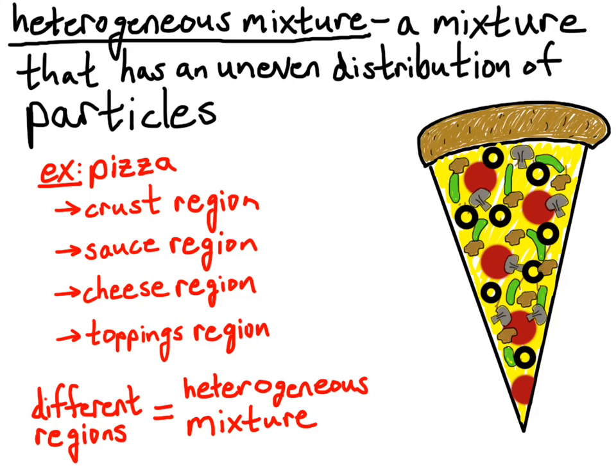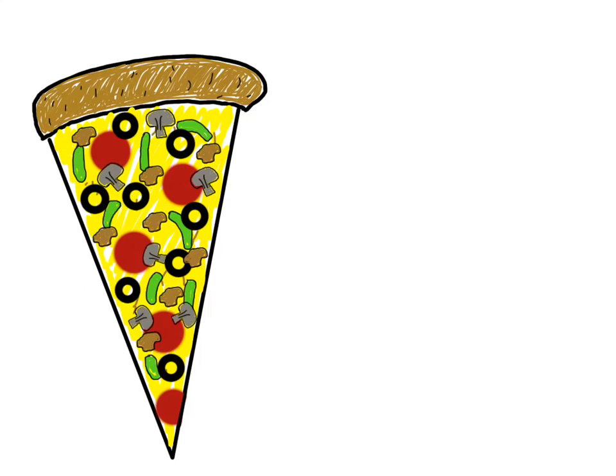Now, the next way that we'll talk about heterogeneous mixtures is not in terms of regions or different layers, as I've done on this particular slide. On the next slide, though, we'll look at a pizza again, and we'll have that definition of heterogeneous again. Well, not on this slide. But here's our pizza.